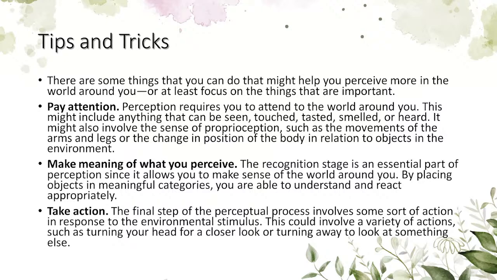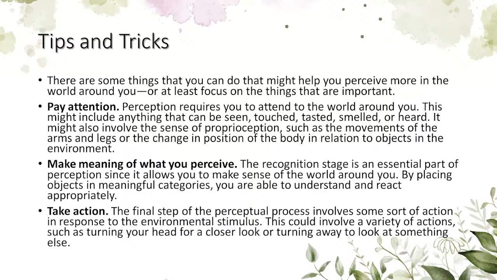Some tips and tricks. There are some things that you can do that might help you perceive more in the world around you, or at least focus on the things that are important. First, pay attention. Perception requires you to attend to the world around you. This might include anything that can be seen, touched, tasted, smelled, or heard. It might also involve the sense of proprioception, such as the movement of the arm and leg or the change of position of the body in relation to objects in the environment.